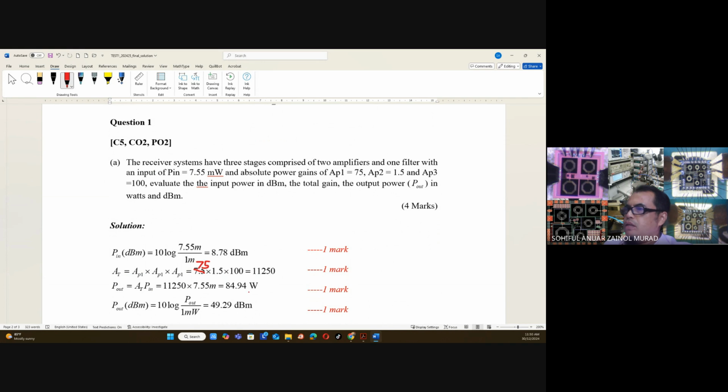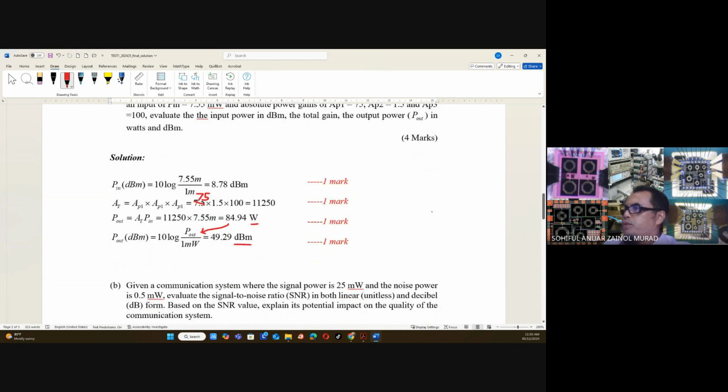So we get 84.94. This is in watt, and the question also asks in dBm. So in dBm we just straightforwardly apply the equation: P out is 10 log P out divided by 1 milliwatt. So we substitute P out, 84.94 here, and we get 549.29 dBm. When you answer this kind of question, all the values need to have the unit, okay? In the final exam, no unit, no mark will be given. Okay, very straightforward. You will get all 4 marks.